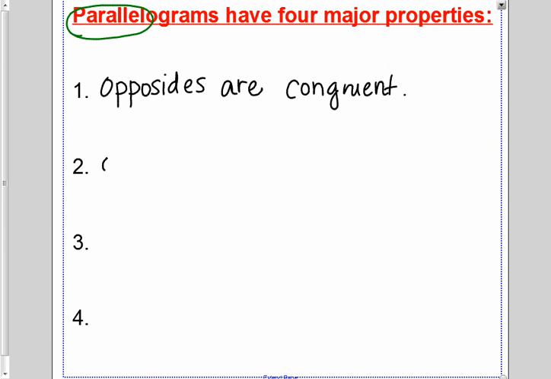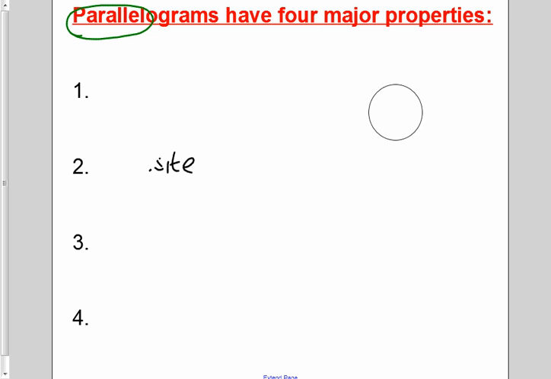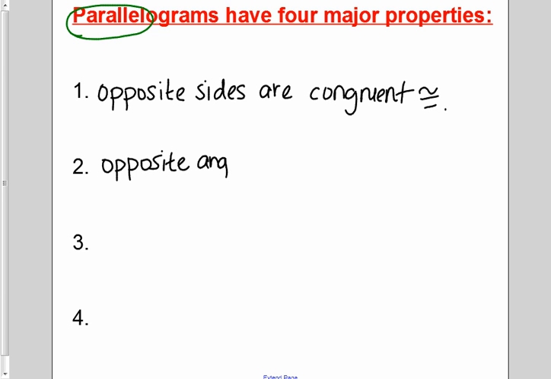I just realized I merged two words into one. Okay, let's try that again. Opposite sides are congruent. Remember that symbol, right? Opposite angles are congruent.